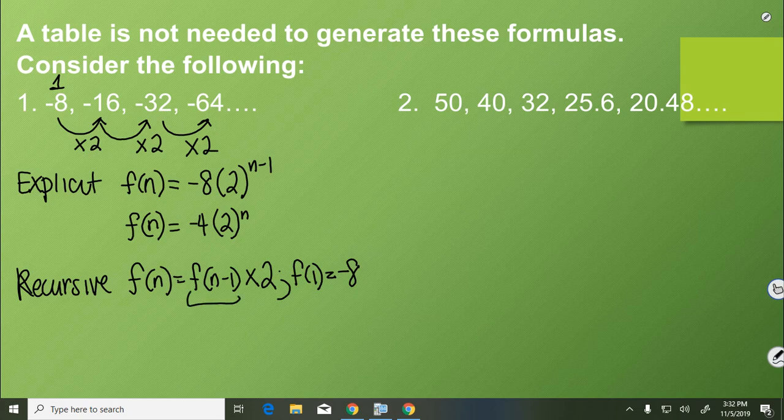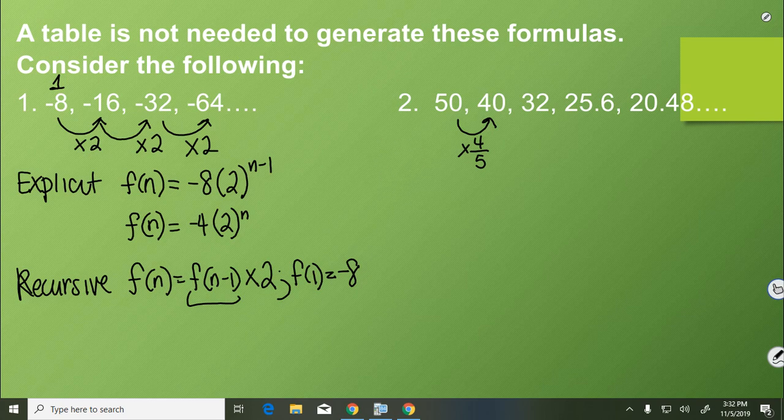Then number 2, 50 to 40. Ooh, that's a little bit tricky. So if you can't figure out what you're dividing by or multiplying by, divide the second term by the first. If you divide the second by the first, you'll figure out your pattern. So in this case, it's 40 divided by 50, which is 4/5. So 4/5 would be the pattern for 50 to 40.